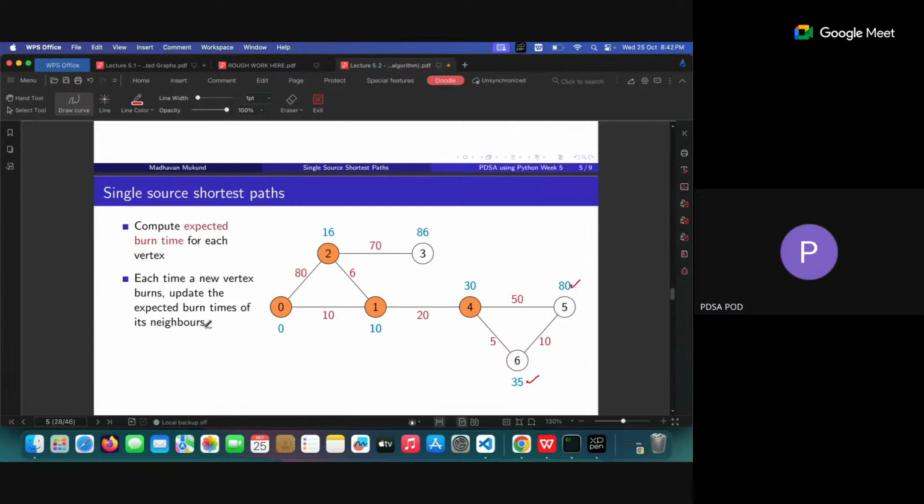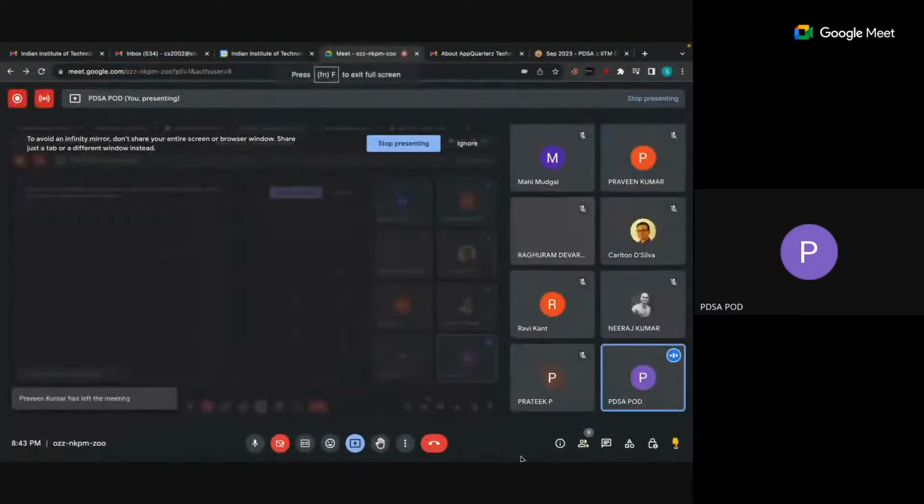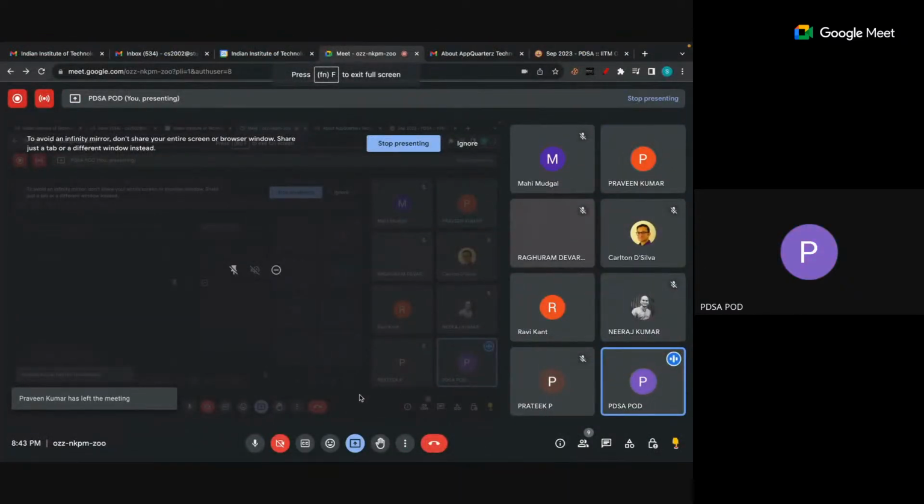So whenever one vertex is burned, immediately next vertex expected time of burn is updated by overwriting infinite. Clear? Is it clear? Hello? Is it clear? Yes, sir.